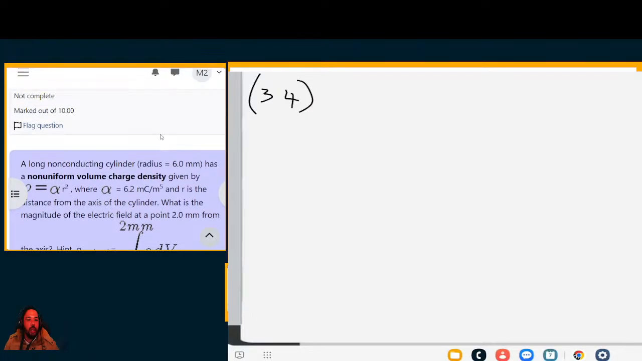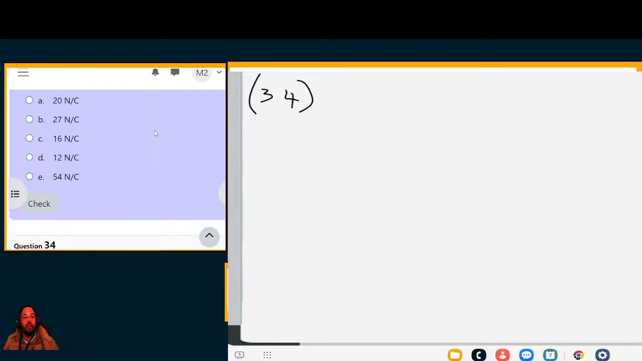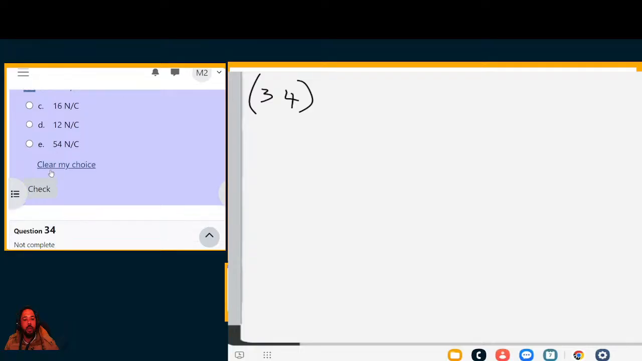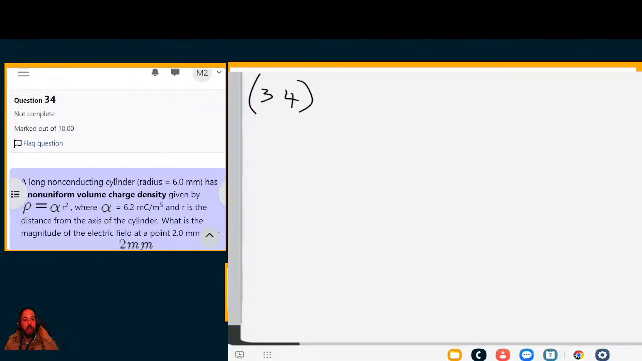Last problem for today. A long conducting cylinder. So the cylinder is conducting. It's long. It's conducting. Can I just do this problem right now? Let me see. Yes, I just did this problem. By the way, I did not pick this one here. We did 27. If I remember correctly, the correct answer is 27. Correct. Okay, so 34.